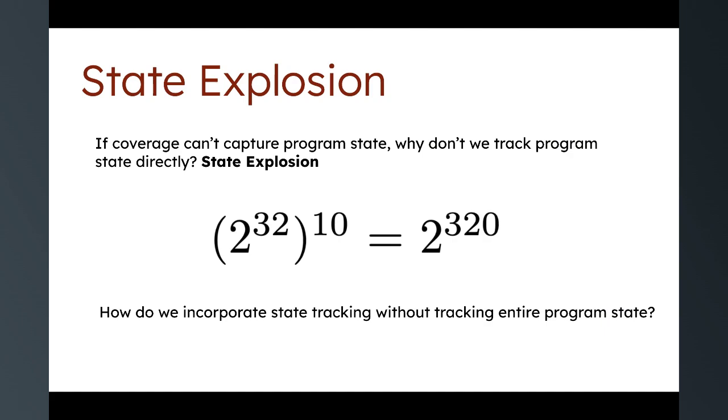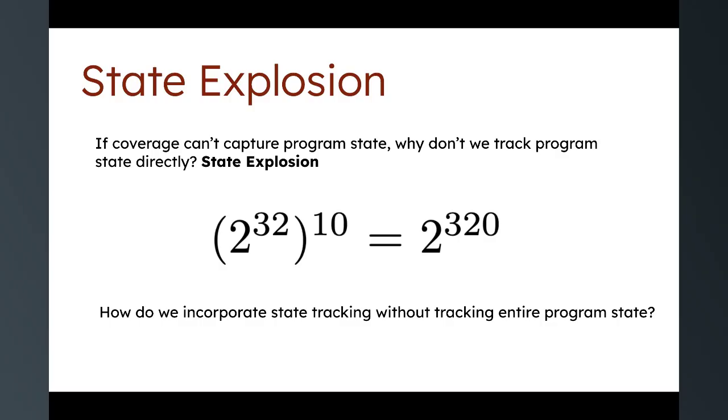So at this point, you may ask, if coverage can't capture the program state directly, then why don't we track program state? Doing this introduces an issue referred to in the paper as state explosion. A program state includes the values of variables, heap structures, memory contents, and more. And even small programs can have an astronomically large number of possible states. For example, consider a basic program that only has 10 32-bit integer values. Since an integer can have 2 to the 32nd possible values, this program will have 2 to the 32nd to the 10th possible states, or 2 to the 320th.